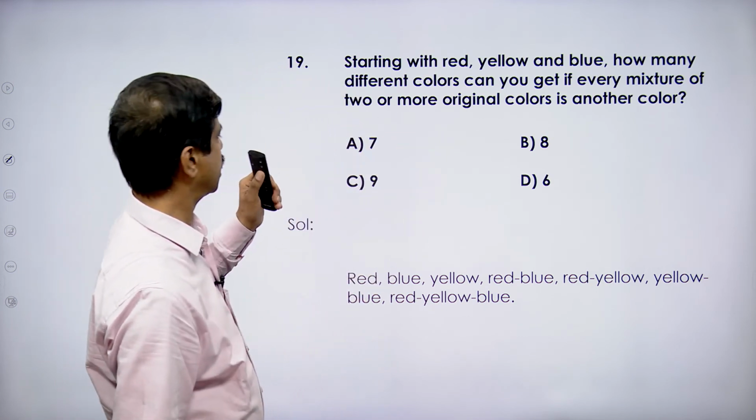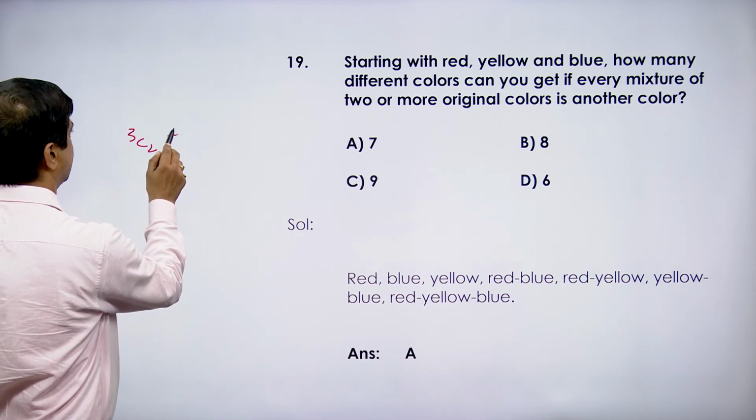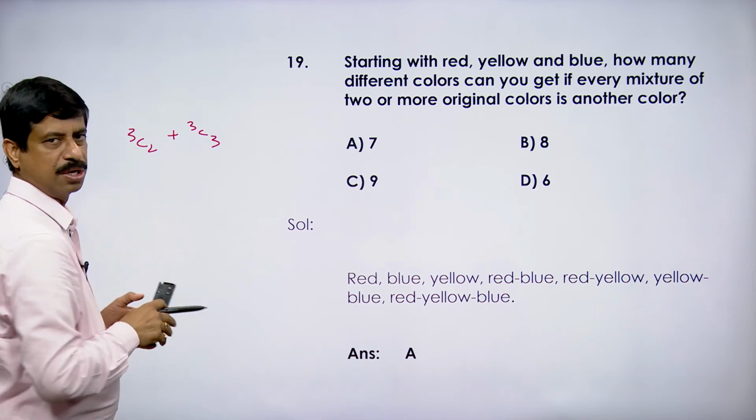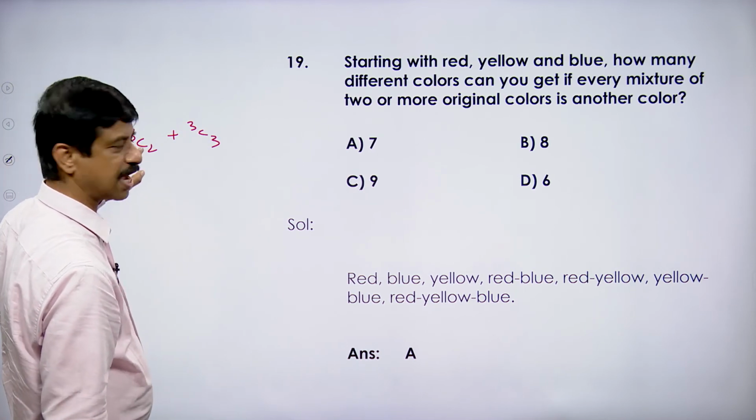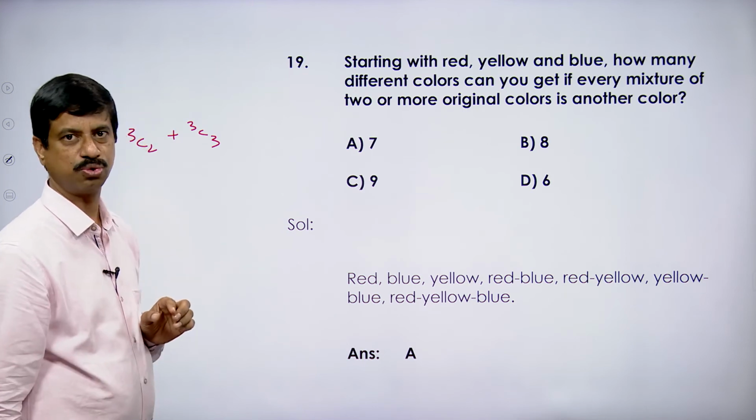So that means you can take 3C2 ways plus 3C3 ways. You are selecting 2 colors at a time. So out of 3 colors, we are selecting 2 at a time. So this can be done in 3C2 ways.